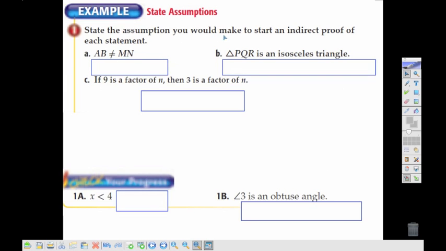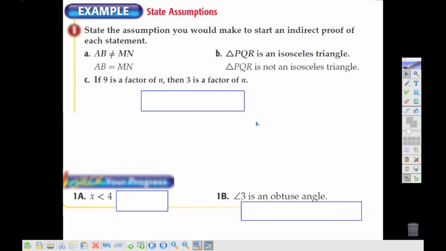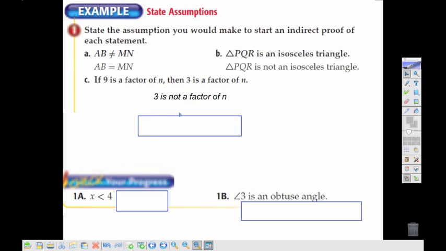So looking at our assumptions, we want to look at the assumptions that we need if we want to start an indirect proof of these statements. So if we want to prove that AB is not equal to MN, we prove the opposite. The opposite of equal would be not equal. If we want to start with PQR is an isosceles triangle, the opposite is PQR is not an isosceles triangle. If 9 is a factor of n, then 3 is a factor of n. So the opposite of that would be 3 is not a factor of n.